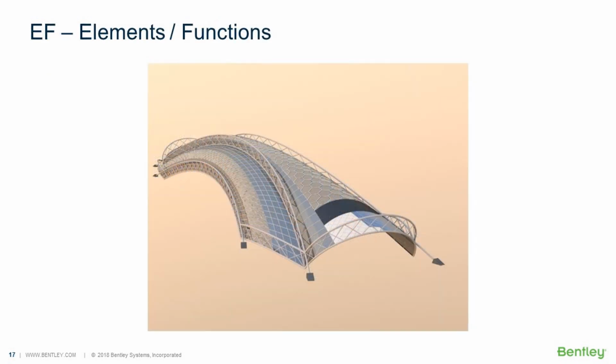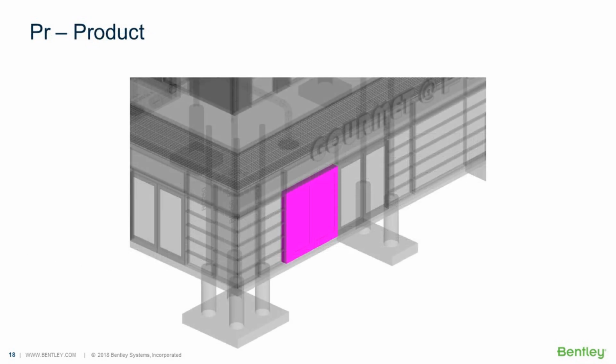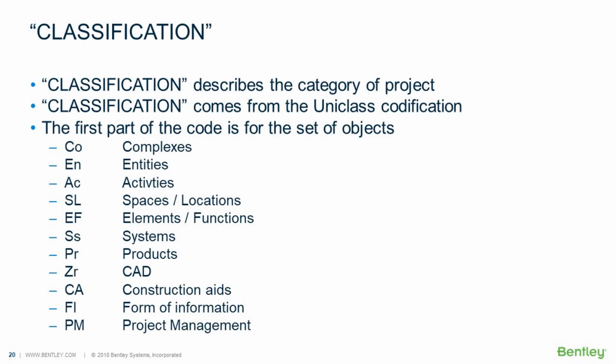EF is for elements, functions. Elements are the main components of a structure, like floors, walls, and roofs for a building. Functions describe things like lighting, heating, cooling, and water. SS is for systems. Systems are sets of components that associate to make an element or to carry out a function. For example, a curtain wall is a system including doors, ironwork, structural components, glazing, windows, insulation, etc. PR is for products. Products are the components of a system. They are what the system is made of, such as ceiling, profiles, glass panels, etc. ZR is for CAD, CA construction aids, FI form of information, PM project management.